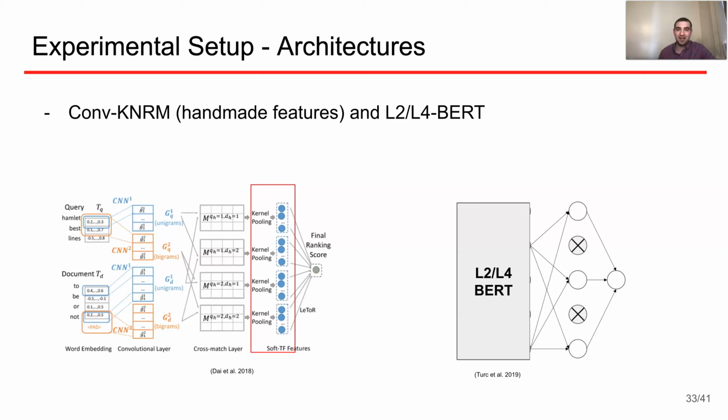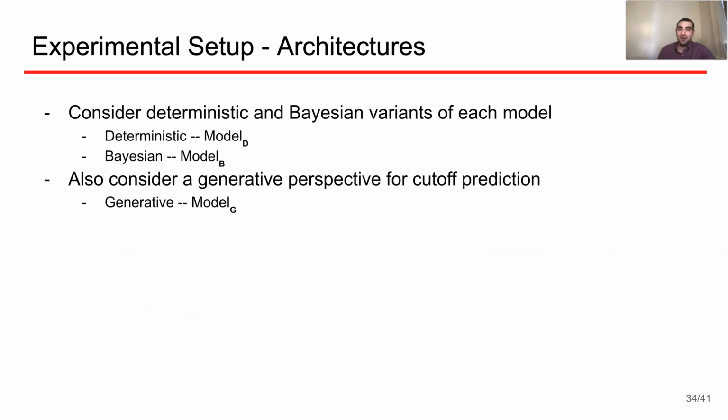In both cases, we add a 2-layer multi-layer perceptron trained in a Bayesian inference manner. To make sure we actually are doing something useful, we consider both variants, so a deterministic version of our model and also a Bayesian one. This is denoted with the subscripts D and B. We also, in the case of cutoff prediction, look at a generative model, and this model tries to directly predict the likelihood of relevance. And so we're no longer dealing with the strange negative infinity to 0 scores. The generative model outputs its score 0 to 1 that's trying to model the probability of relevance. And hopefully this will give some insight into self-reported confidence and the Bayesian reported confidence.